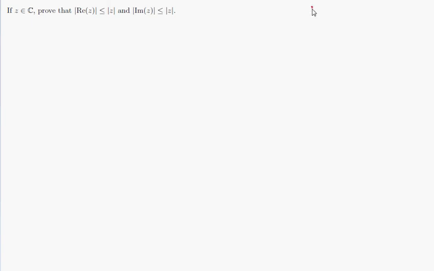To see why this makes sense, let's first draw the picture. Now, the picture isn't the proof, but at least it gives us an idea as to why the theorem is true. So let's take a number z in the complex plane. Then the modulus of z would be the distance from the origin. The real part of z would be the distance along the real axis. And the imaginary part of z would be the distance along the imaginary axis.